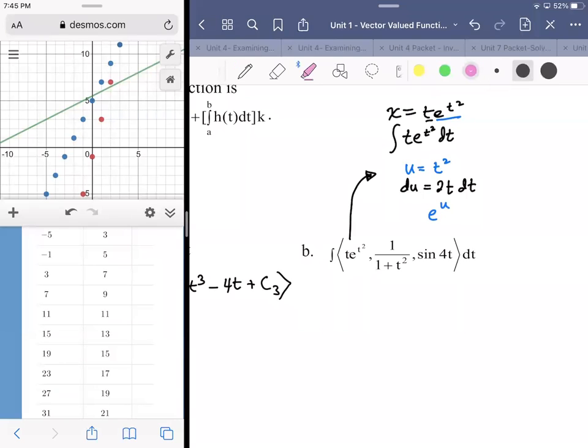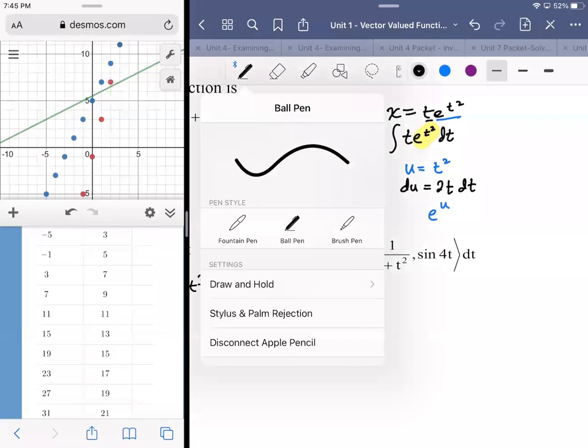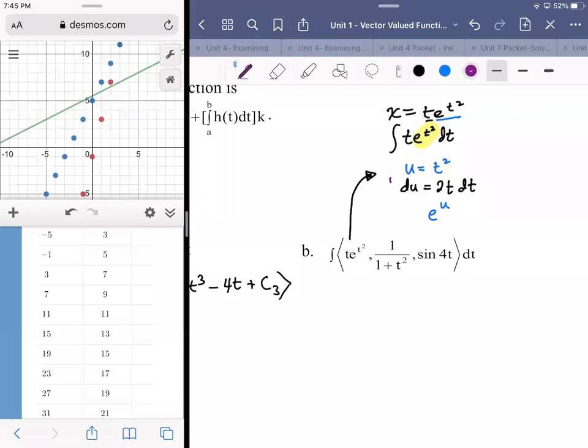We figured out a way to get rid of this guy. That's with the u, so e to the u replaces that. I just need to get rid of the t dt. I have a 2 t dt. If I multiply both sides by 1/2, that would get me what I'm looking for. So my substitution for t dt should be 1/2 du. So tack that on there, 1/2 du, and integrate that.